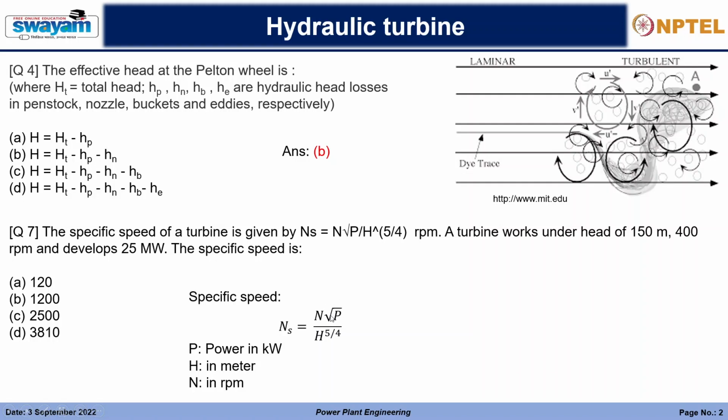So if you do not multiply by 10 to the power 3, that is, convert it, because here it is given as 25 megawatts, right? So 25 megawatts converted to kilowatts is 25 into 10 to the power 3. If I convert the whole thing to watts, then I will get the last option, 3810. So this is a tricky question. Like that we will get Ns to be 120. Does anyone have any doubt?